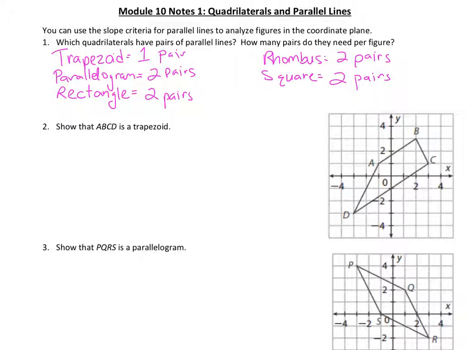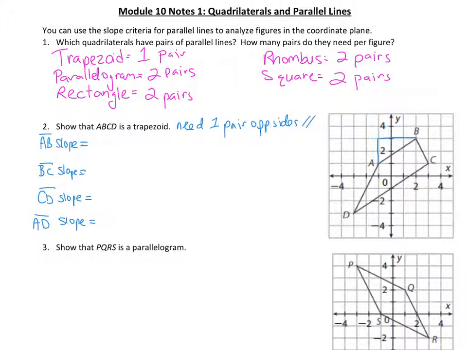For number 2, we need to show that quadrilateral ABCD is a trapezoid. We basically need to show that we have one pair of parallel sides, so one pair of opposite sides that are parallel. Since we already have the graph drawn for us, the easiest thing to do is to connect our points together by making a right triangle.